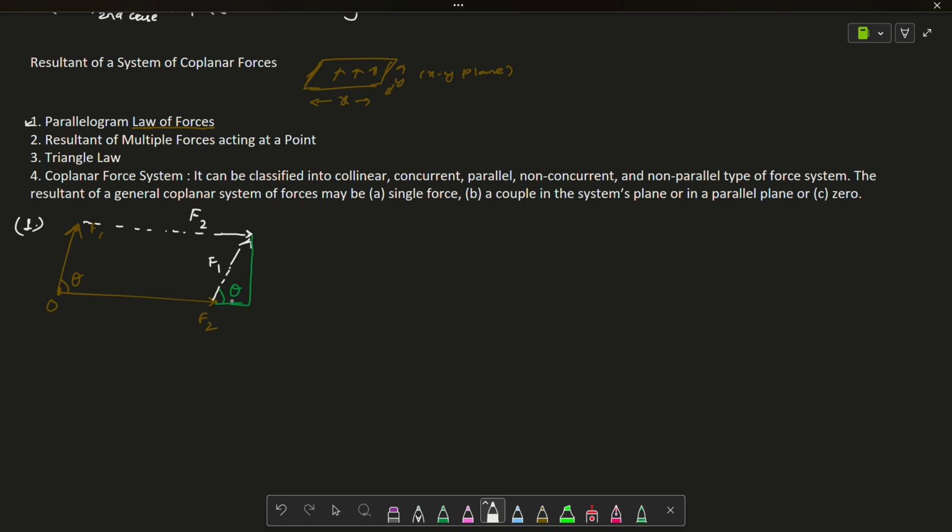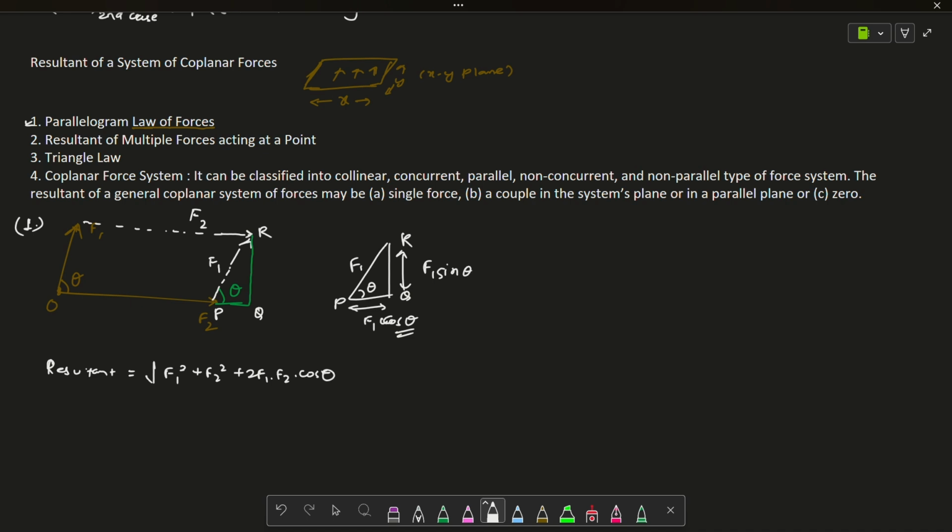Now if we see this triangle, let me name it PQR. This one is F1, this one is theta. So this will become F1 sin theta and this will become F1 cos theta. That's all. Now the question comes: what is the resultant of these two forces? The resultant would be given as the square root of F1 squared plus F2 squared plus 2 F1 F2 cos theta.